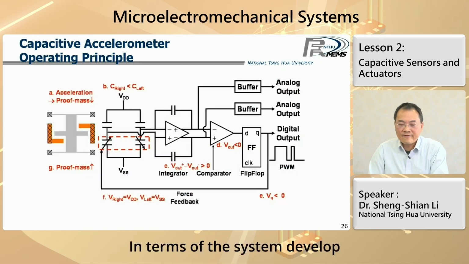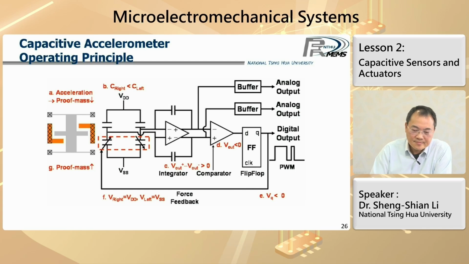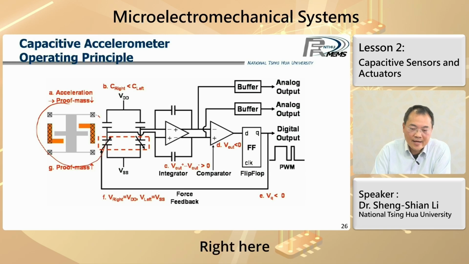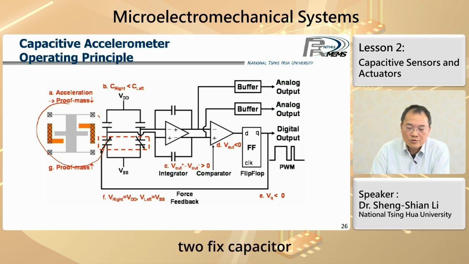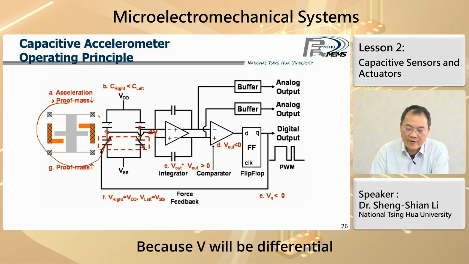In terms of the system developed, the diagram, one more time: you have the MEMS accelerometer right here, right? Then you can have a full bridge, two fixed capacitors, two moving capacitors. One goes up, one goes down. So that will generate a delta V at these two nodes, because V will be differential.